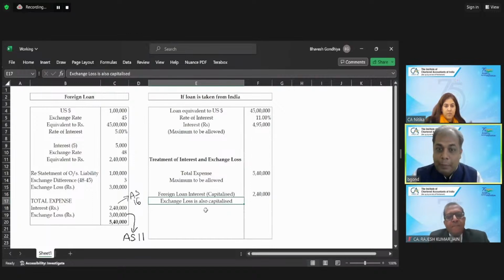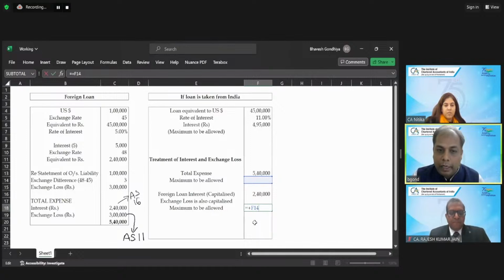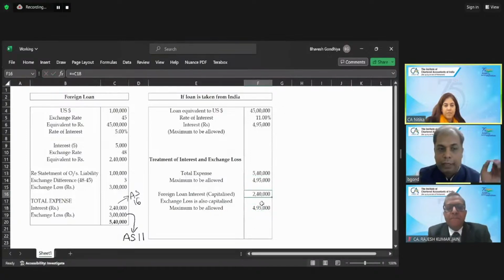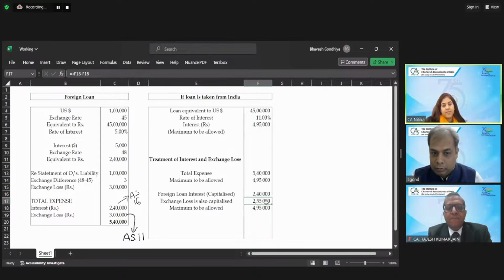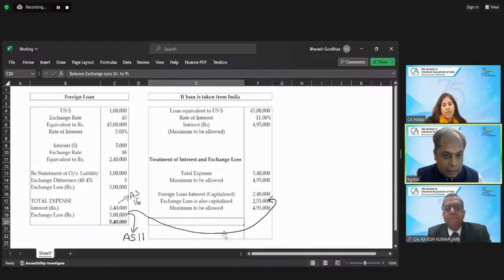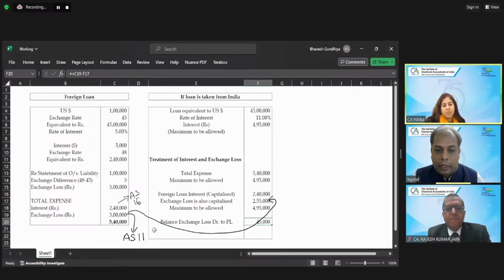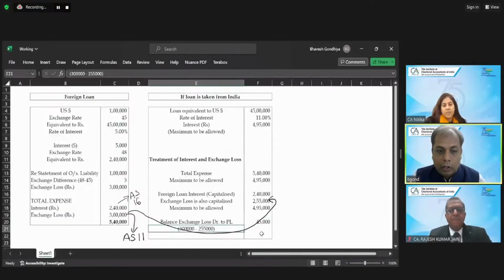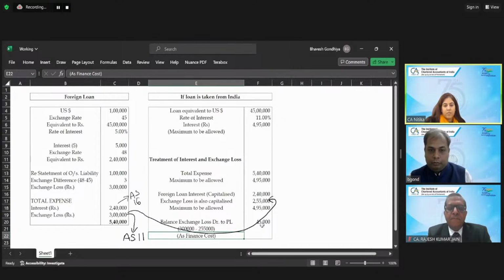Exchange loss will be capitalized, not as an expense. How much can be capitalized? Your total allowable expenditure was 4,95,000. In that, you have capitalized 2,40,000. They will still allow you to capitalize the difference, which is 2,55,000. So this 2,55,000 is part and parcel of this 3 lakhs. The balance which will be debited to your P&L account is 45,000, that is 3 lakhs minus 2,55,000. This 45,000 balance exchange loss is debited to your P&L account and shown as finance cost.